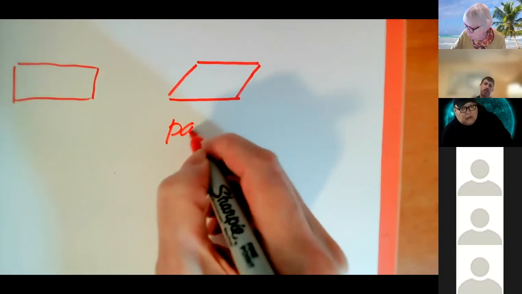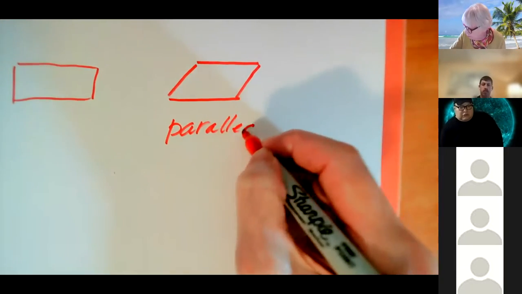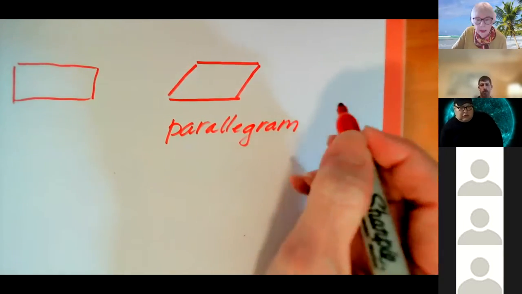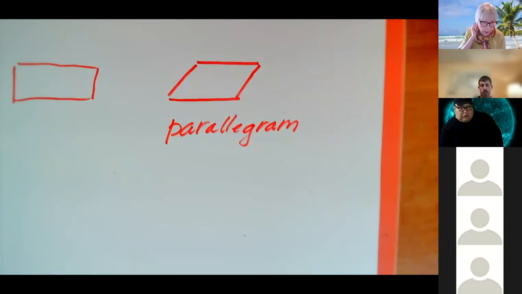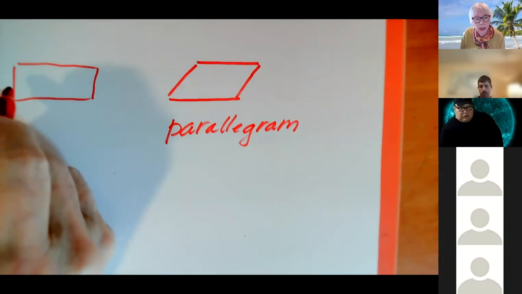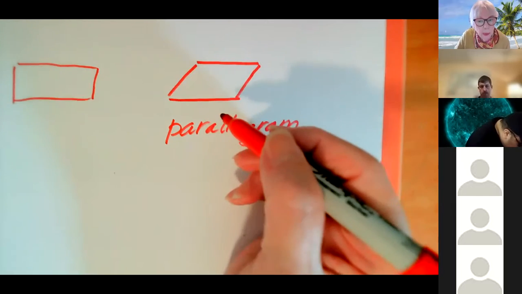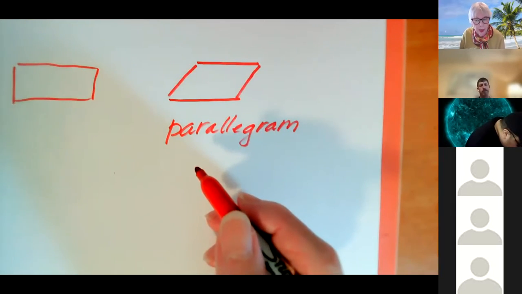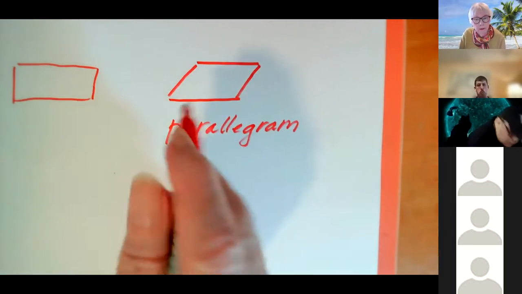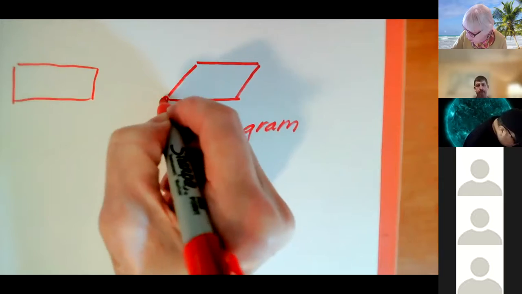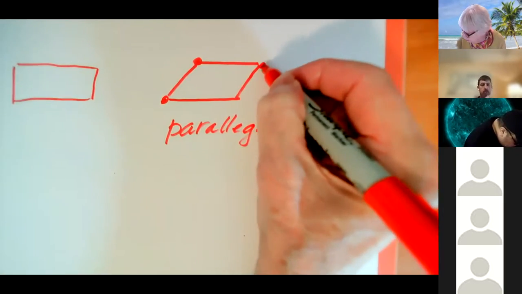This is now called a parallelogram. Now, do you have to memorize every last word? No, but can you tell that by pushing this top over, we ended up with this shape? Now, interestingly enough, it was almost like there were connections here.